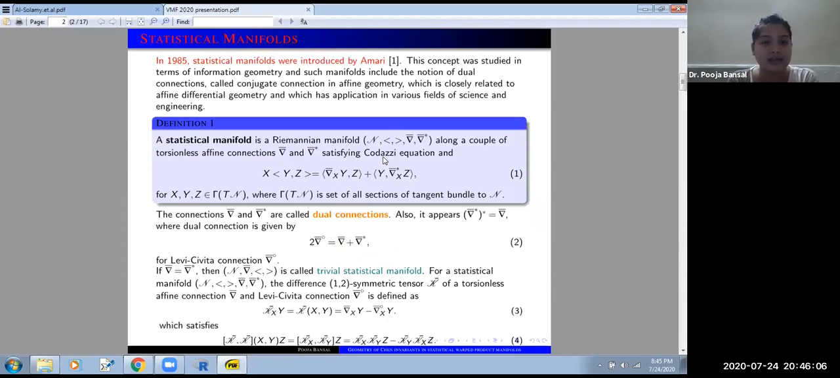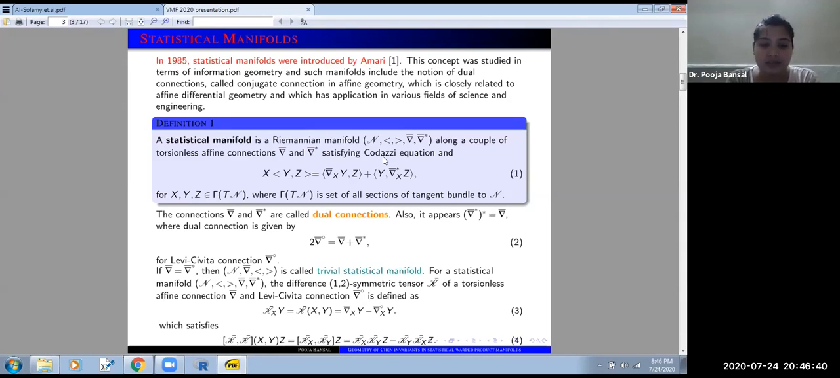And in 1985, Amari introduced the statistical manifold in terms of information geometry, and such manifolds include the notion of dual connection, that is, two connections, also known as conjugate connections. A statistical manifold is nothing but a Riemannian manifold M̄ along with a couple of torsion-free affine connections ∇̄ and ∇̄*, which satisfy the Codazzi equation, equation 1, for X, Y, Z any vector fields on M̄, where Γ(TM̄) is the set of all sections of the tangent bundle to M̄.